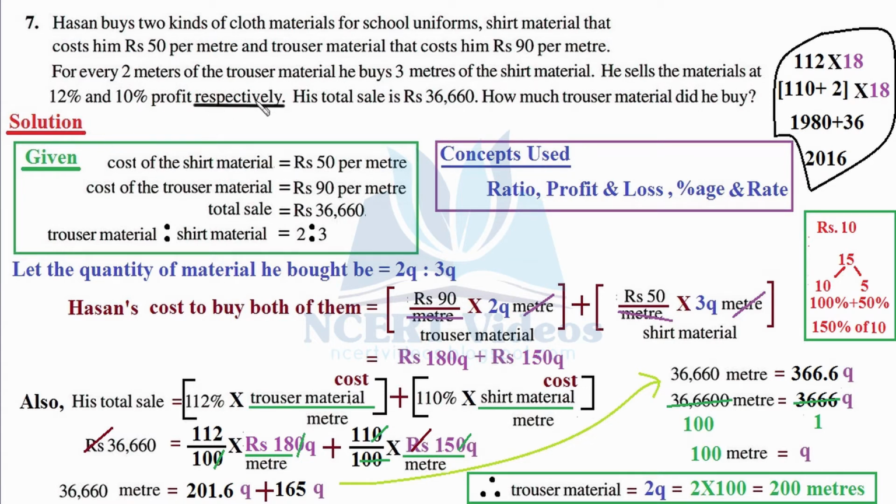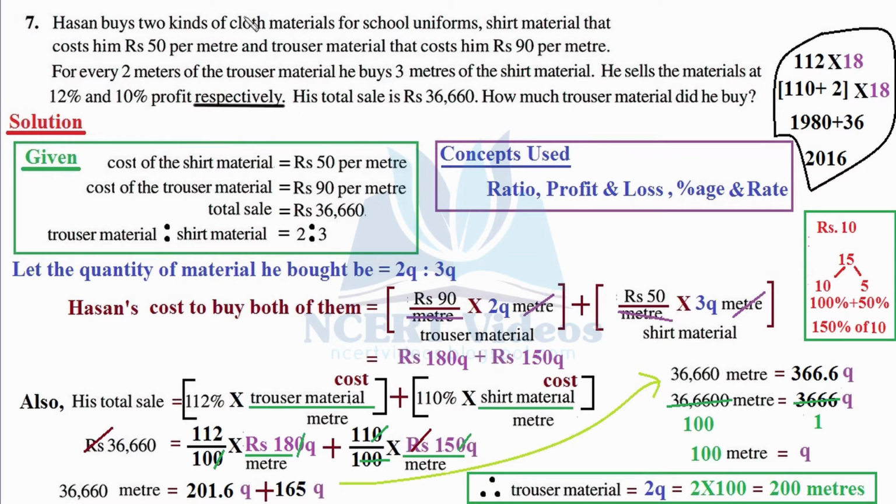If you skip this minute detail, you will get puzzled and you may swap these profits, and ultimately you will lead to wrong direction and your answer at the end would be wrong. So this "respectively" is an English word which refers to the order of its immediate previous statement. Also not this statement, because if you consider this respectively for this first statement, then you will go wrong, because shirt material will lead you to 12% profit and trouser material will lead you to 10% profit. That will be wrong because we have to consider the immediate previous statement.